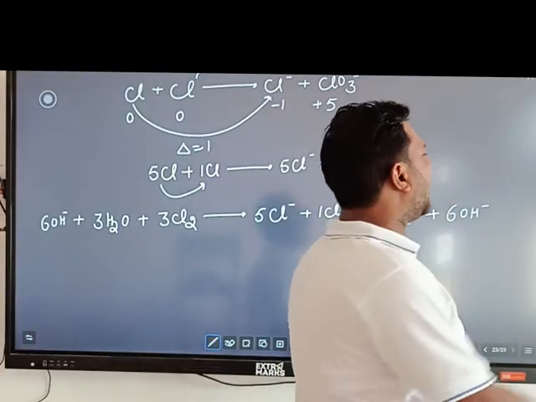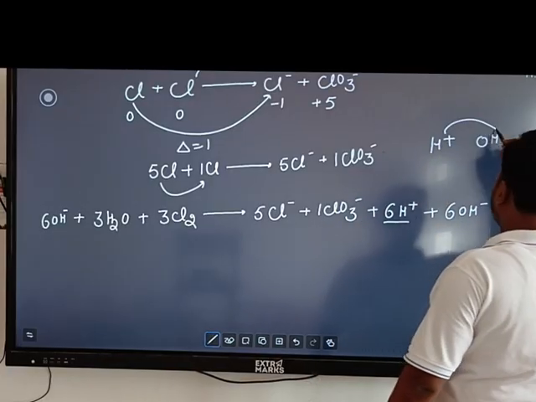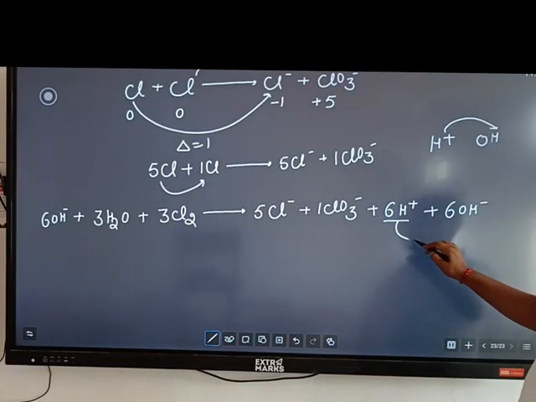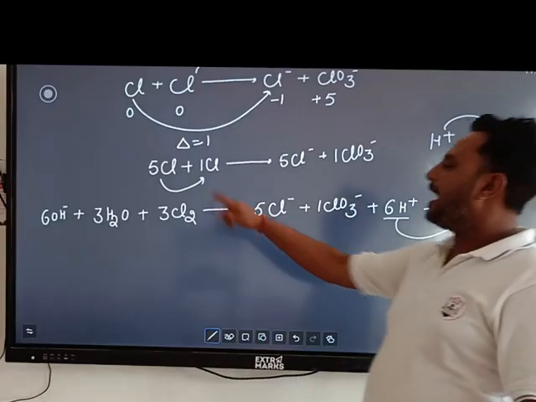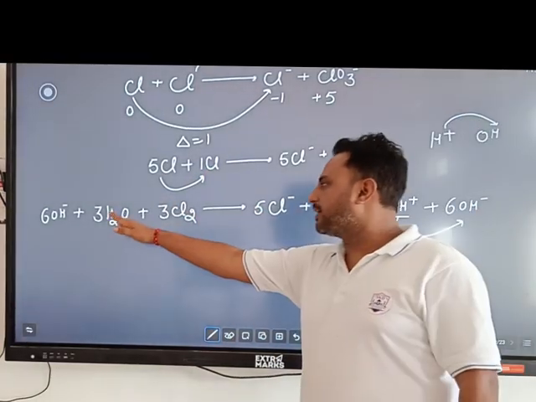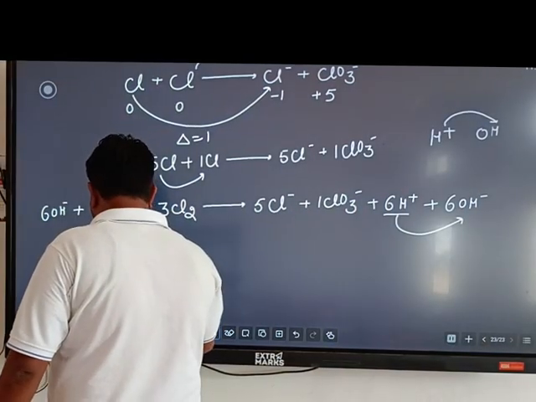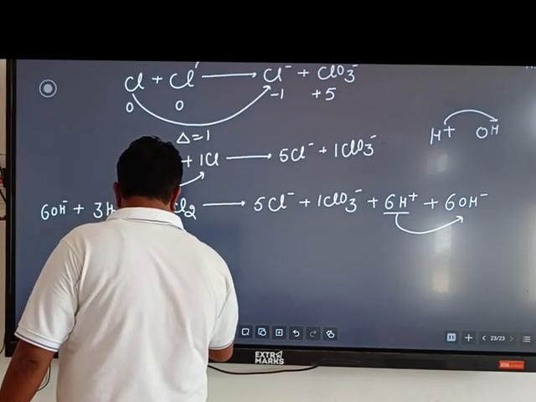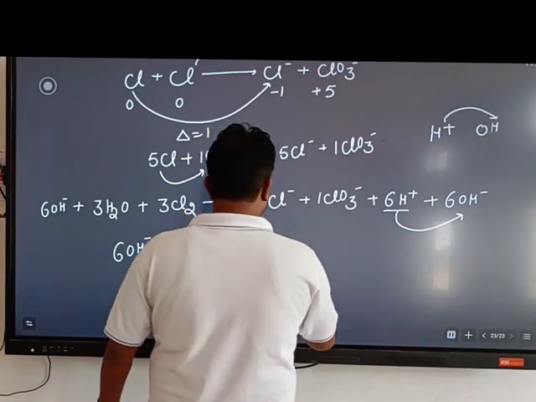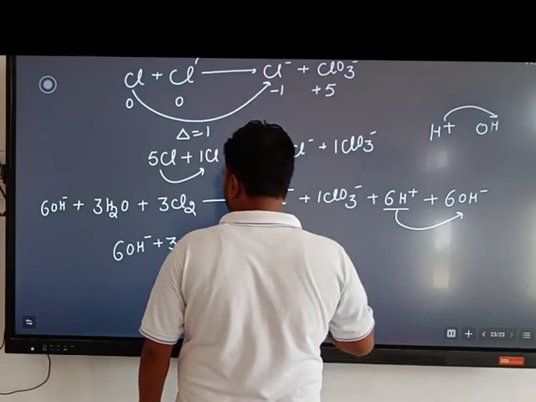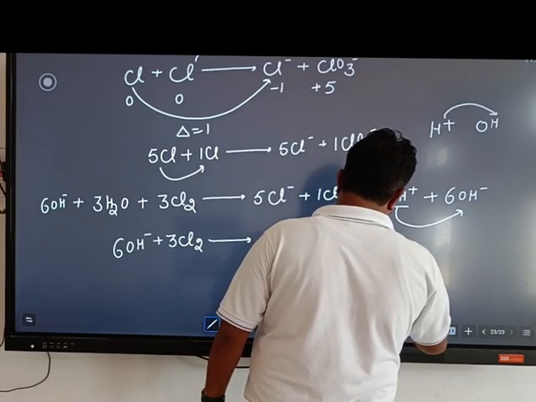As you know, 1 H plus and OH minus will give 1 water. So there is 6 H plus and 6 OH minus, so they will give 6 water. So there are 6 water on the product side and 3 water on the reactant side. So 3 water will be cancelled from the product side. So finally we get the reaction 6 OH minus plus 3 Cl2. This will give 5 Cl minus plus 1 ClO3 minus plus 3 water.